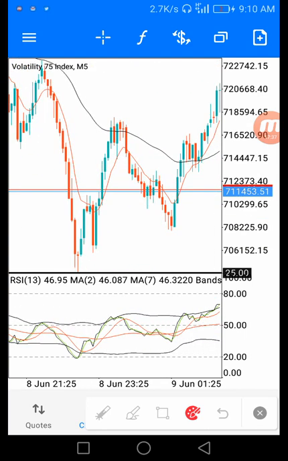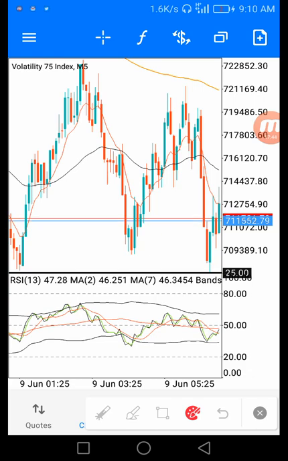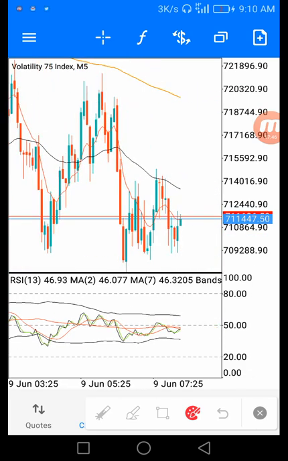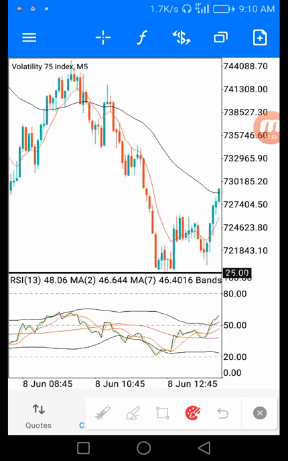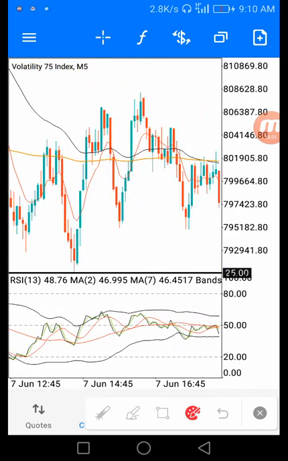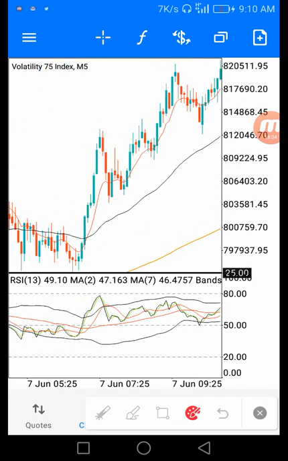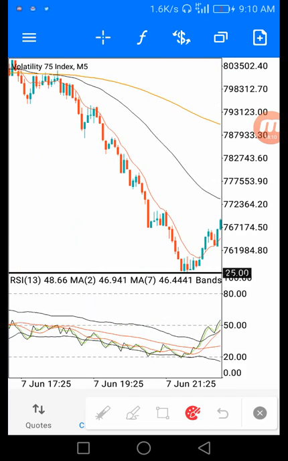So guys, if you want to use this same setup, it is the same rules and the same things. This looks really long already. I don't want to be going through more examples. So apply this strategy on your demo account, demo trading, to make profits, guys.